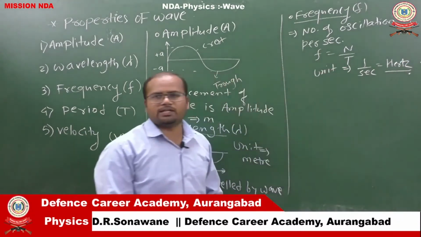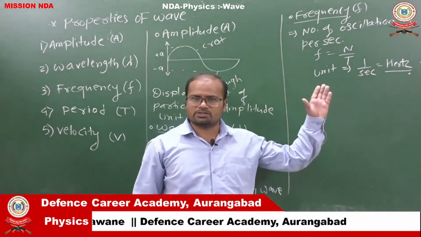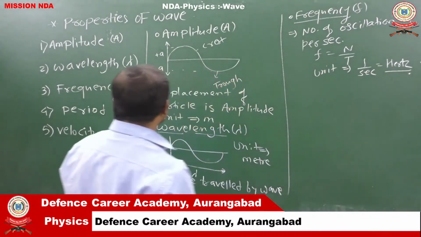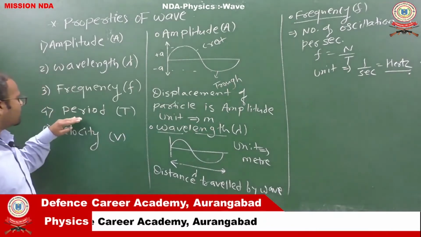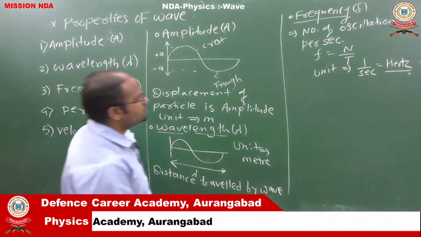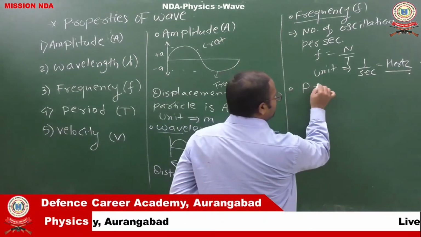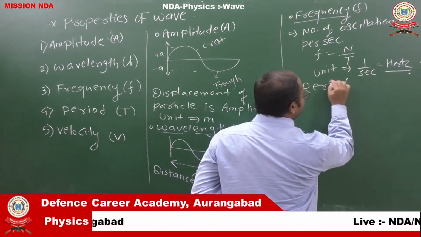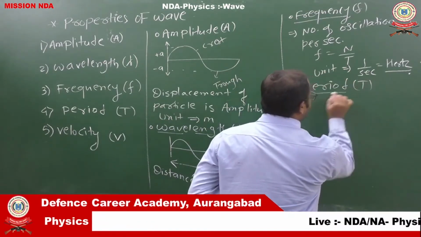Hertz is the name of a scientist, and frequency has the unit hertz, right? So after that, the property of the wave is period. How can we define the period of the wave? Denoted by T. Very simple.